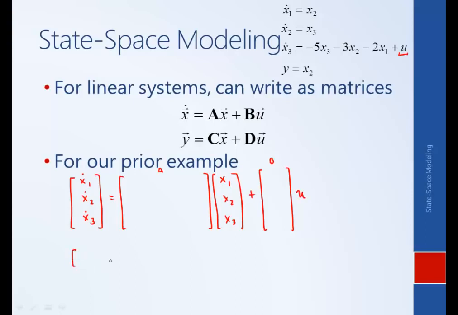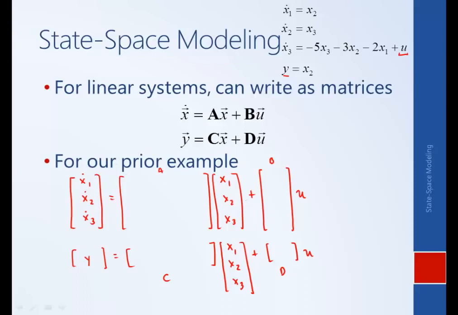And then we'll also have our output equations. We'll have a vector of outputs. In this case, we have only a single output, a scalar. We'll have a C matrix multiplying a vector of state variables. And we'll have a D matrix multiplying our input vector, which in this case has only one element.